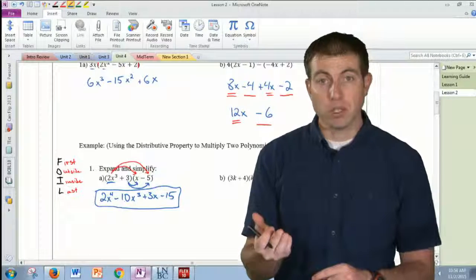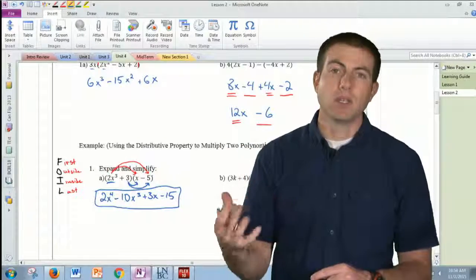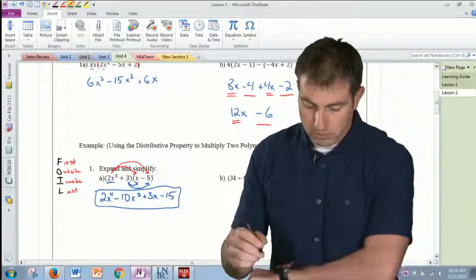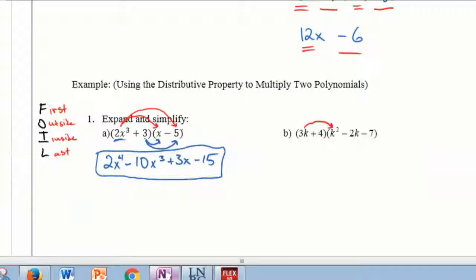But the principle that we're using, multiplying each term in the first bracket by each term in the second bracket, continues to stay true. So when I'm doing a question like this next one, I'm going to take the 3k and multiply it by the k squared, and then I'm going to take the 3k and multiply it by the 2k, and then I'm going to take the 3k and multiply it by the 7. So that is taking the 3k and multiplying it by everything in that second bracket. And I need to do the exact same thing with my 4. So the 4 times the k squared, the 4 times the 2k, and the 4 times the negative 7.